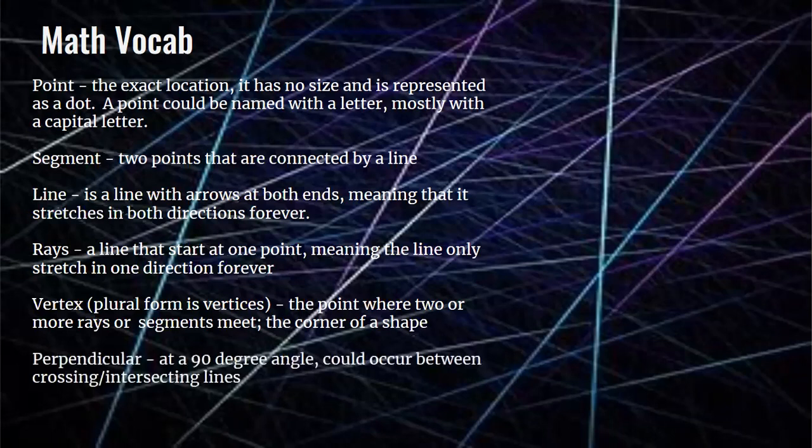Perpendicular means at a 90-degree angle, and could occur between crossing or intersecting lines. Parallel. Parallel means that something will never cross, intersect, or touch.